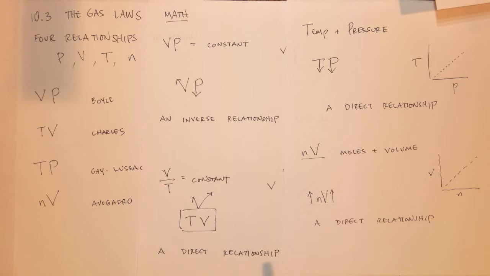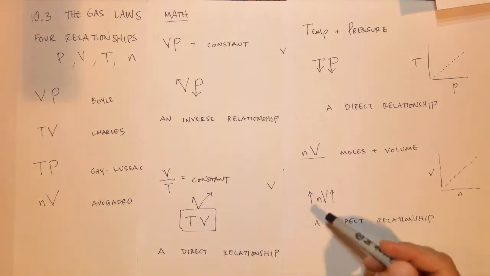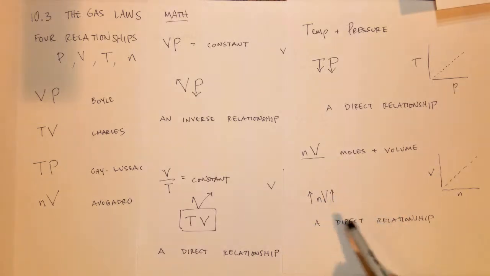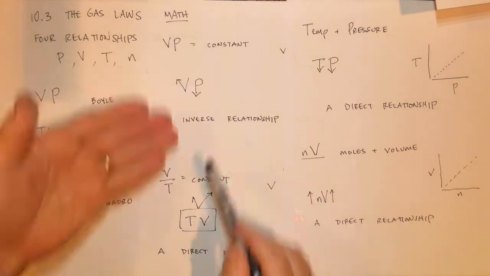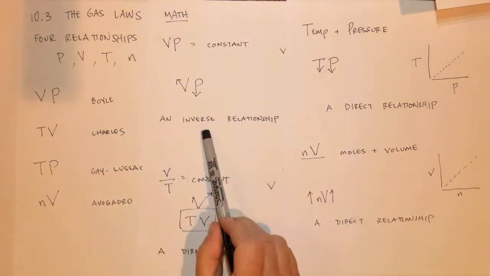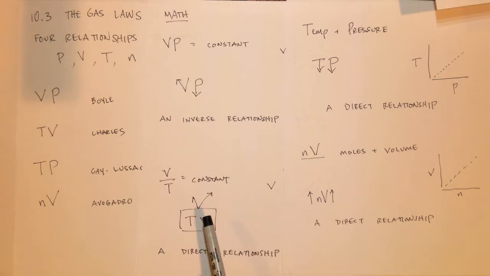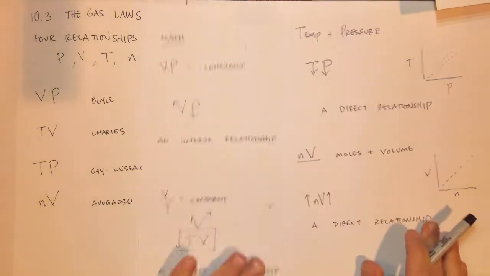This one doesn't really have a neat way to remember it other than it's NV, and it's also a direct relationship. And you can see from these 4, only one is an inverse relationship. The other ones are all direct, direct, direct, meaning one thing goes up, the other thing goes up.